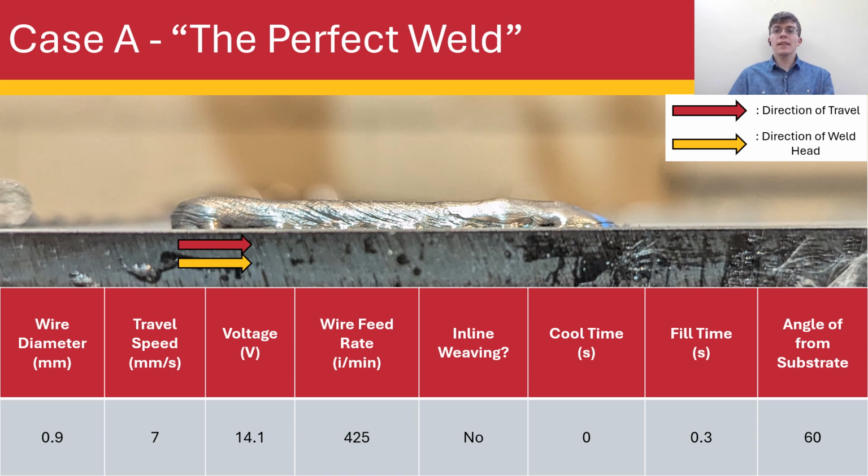Here we have case A, dubbed the perfect weld, and some of its associated parameters. Many parameters, such as wire diameter, voltage, wire feed rate, cool time and fill time, as well as angle from substrate, will not change throughout this portion of the testing process.